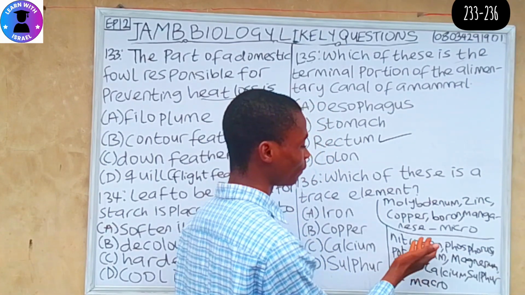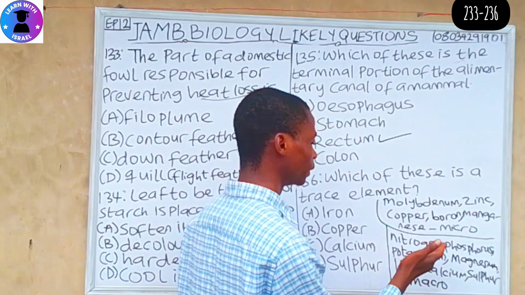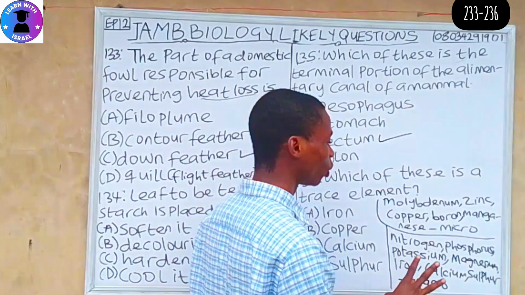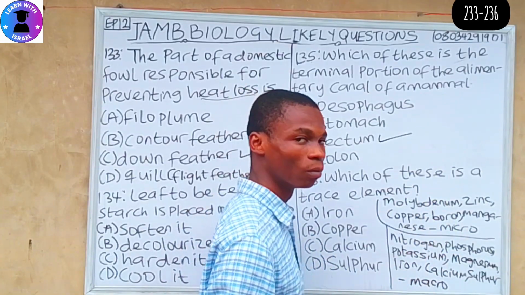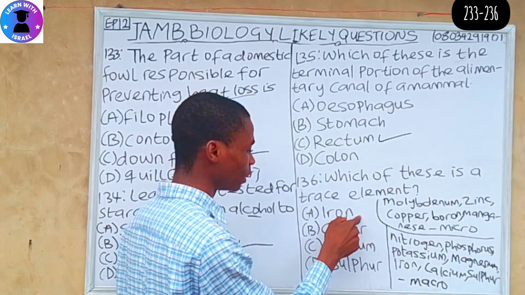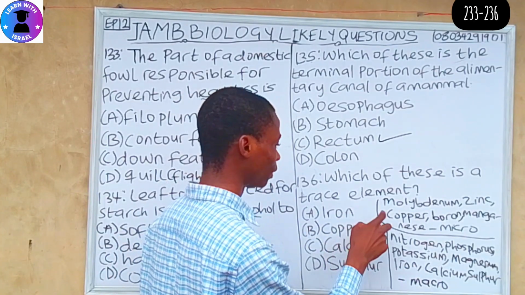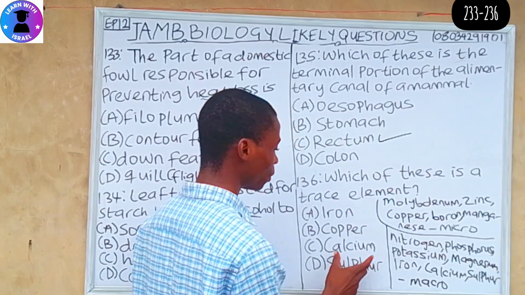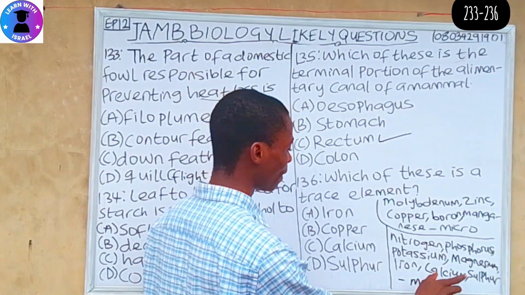So for macro, we have nitrogen, phosphorus, potassium, magnesium, iron, calcium, sulfur. So these are all elements that are under micro and macro. So let's check the options. Iron is under macro. Copper is under micro. Calcium is under macro. And sulfur is under macro.